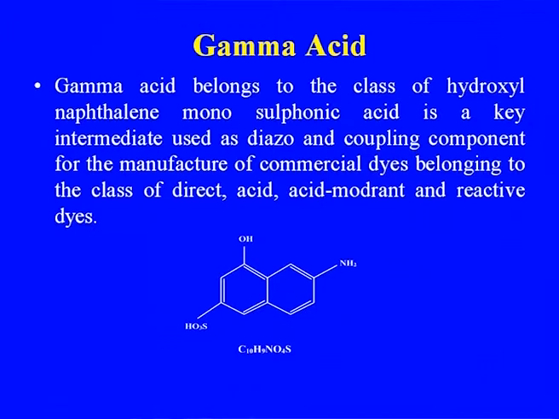Gamma acid belongs to the class of hydroxy naphthalene monosulfonic acid. It is a key intermediate used as a diazo and coupling component for the manufacture of commercial dyes belonging to the class of direct, acid-mordant and reactive dyes.